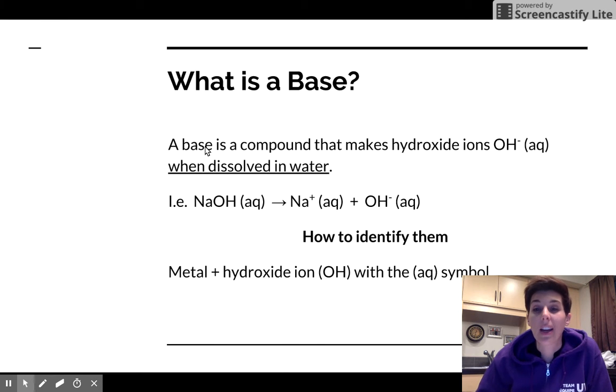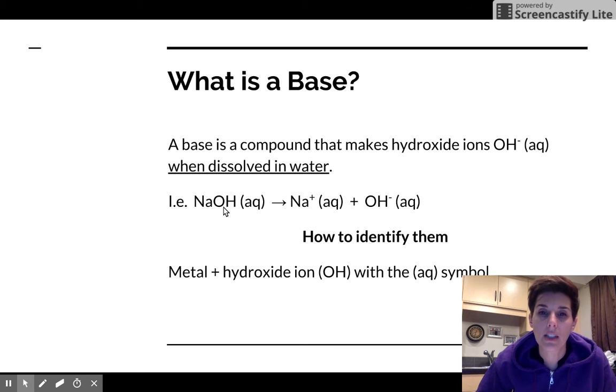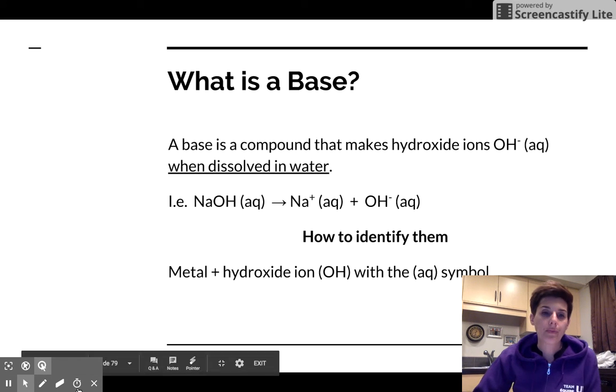A base, on the other hand, is just the opposite. We're now looking for hydroxide ions mixed with a metal. So a metal and a hydroxide ion with the aqueous symbol behind it, that will be your base. So here we have sodium hydroxide, and I have sodium, which is my metal, and I've added it to hydroxide.